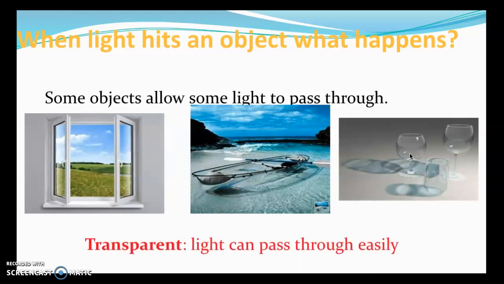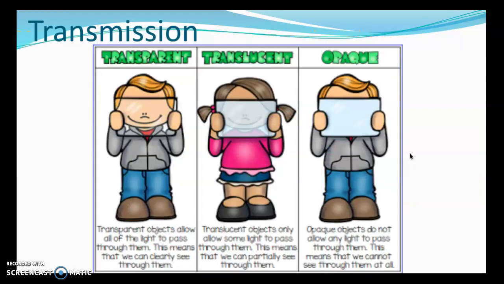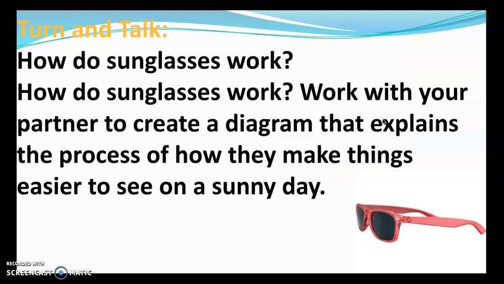Transparent would be if you can see all the light through something, right? There's very little interaction, very little absorption or reflection. Just once again, transparent would be everything's coming through, translucent a little bit, but not nothing, and opaque is nothing is going through that object.